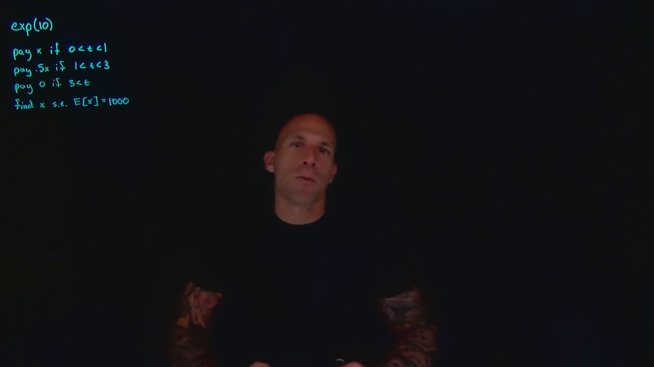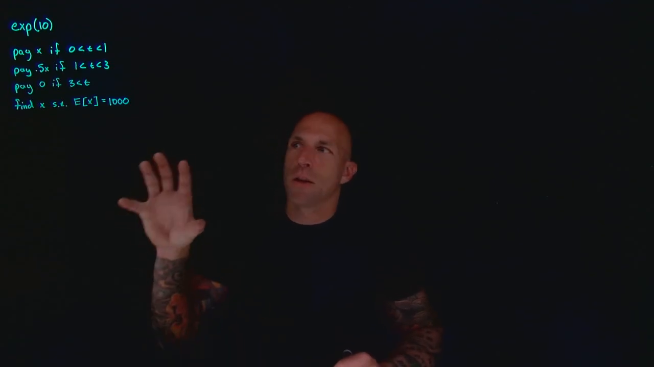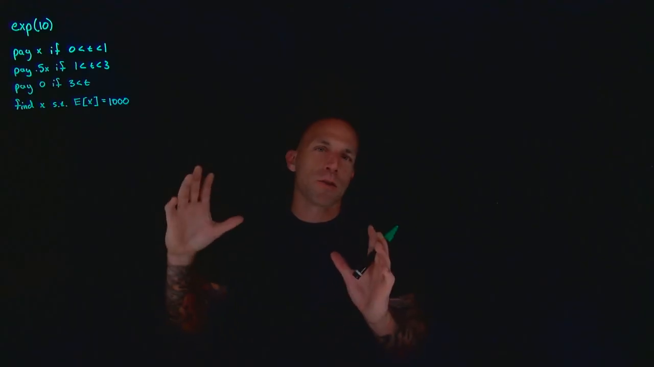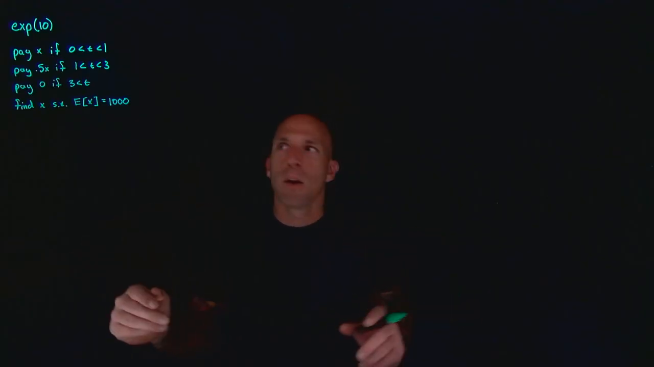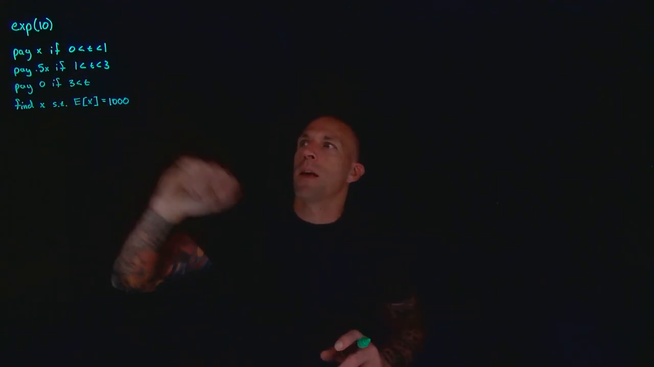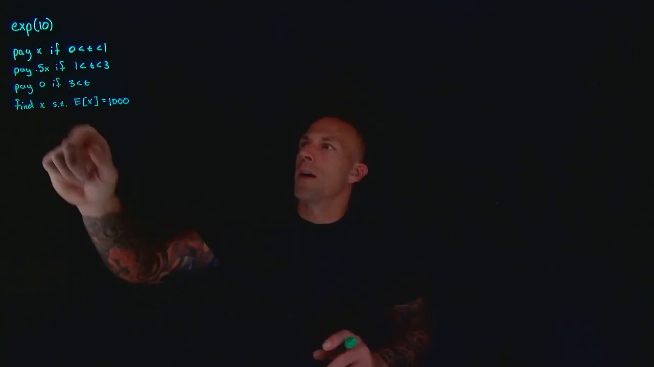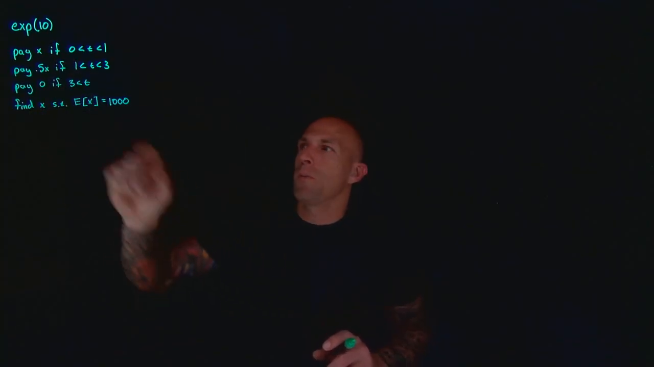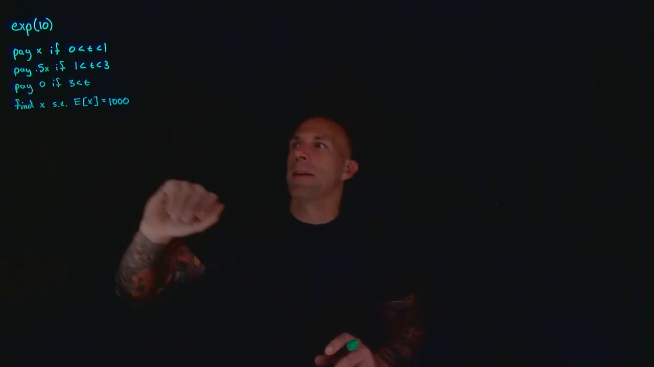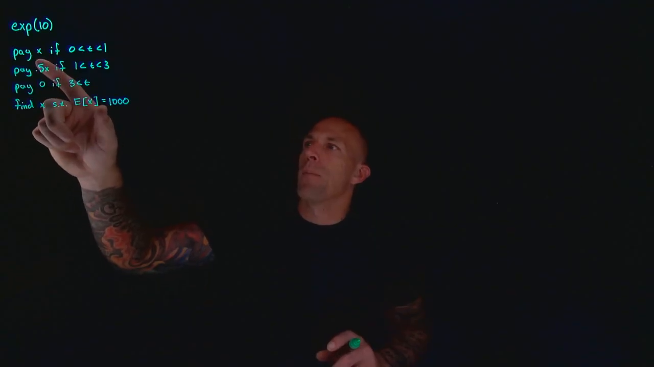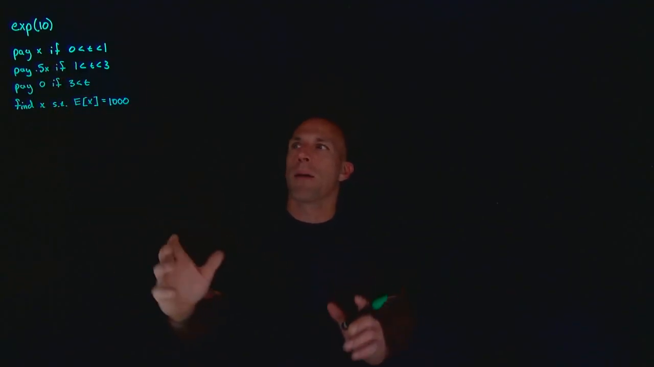This is problem number 45, and it is an expected value question that is based around an exponential distribution. So we've got a machine that has a failure rate that is measured exponentially with mean 10 years, and payments that are going to be made on the failure of that machine.